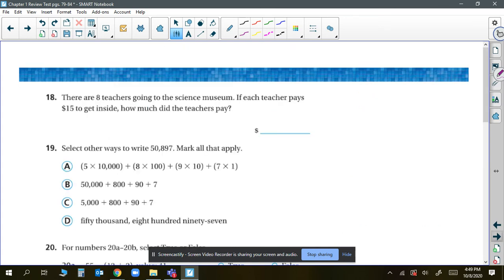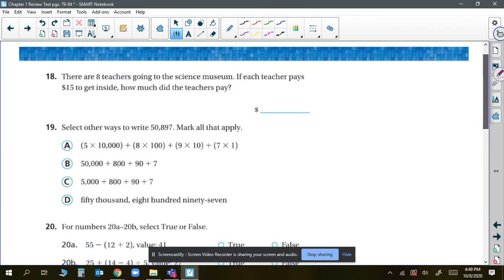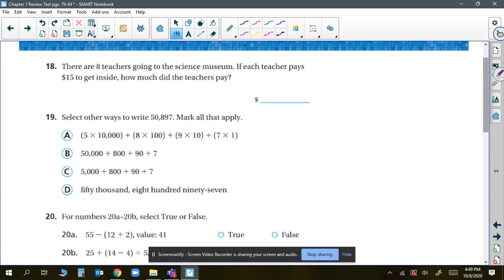All right, so let's go to our final page here. 18. There are 8 teachers going to the Science Museum. If each teacher pays $15 to get inside, how much did the teachers pay? Well, that's a multiplication problem. We'll do 15 times 8, and we get $120. And they already put the dollar sign there for us, which was nice.